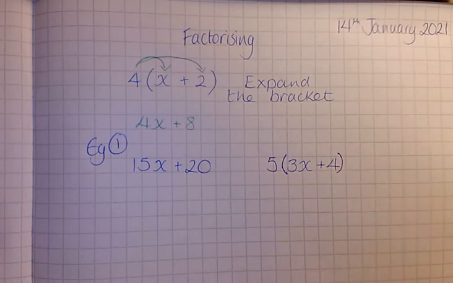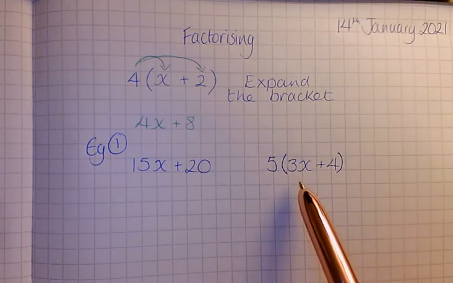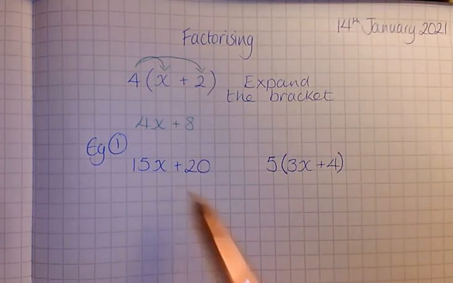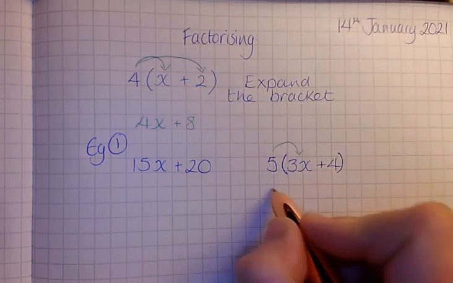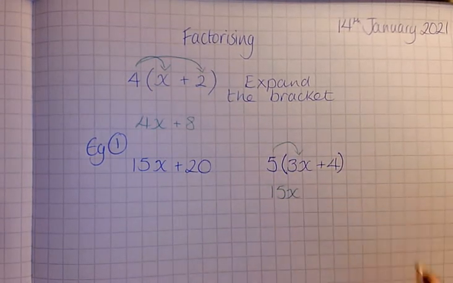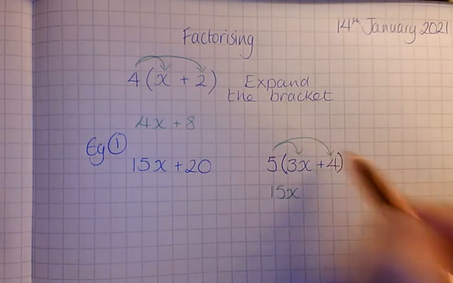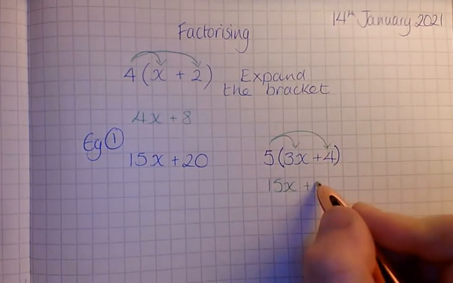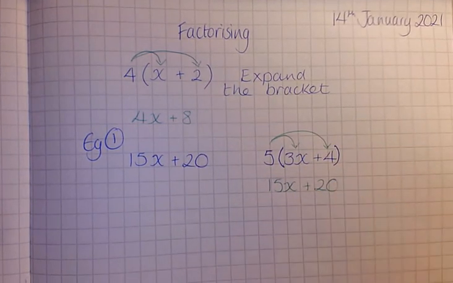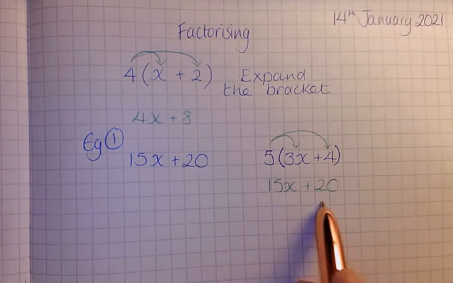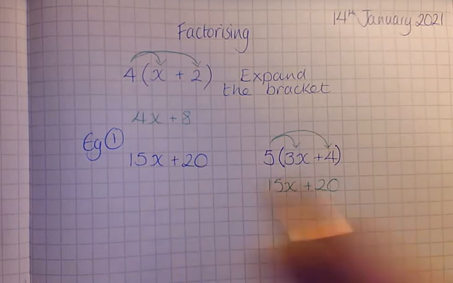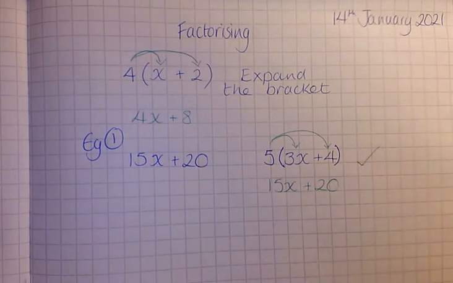Now we can check our answer by expanding that bracket that we've created here, and hopefully we'll get back to this expression here. So 5 multiplied by 3x is going to give me 15x, and 5 multiplied by the 4, sorry, is going to give me plus 20. So I've got 15x plus 20. That's what I started with over here, so I know that that factorising is correct.